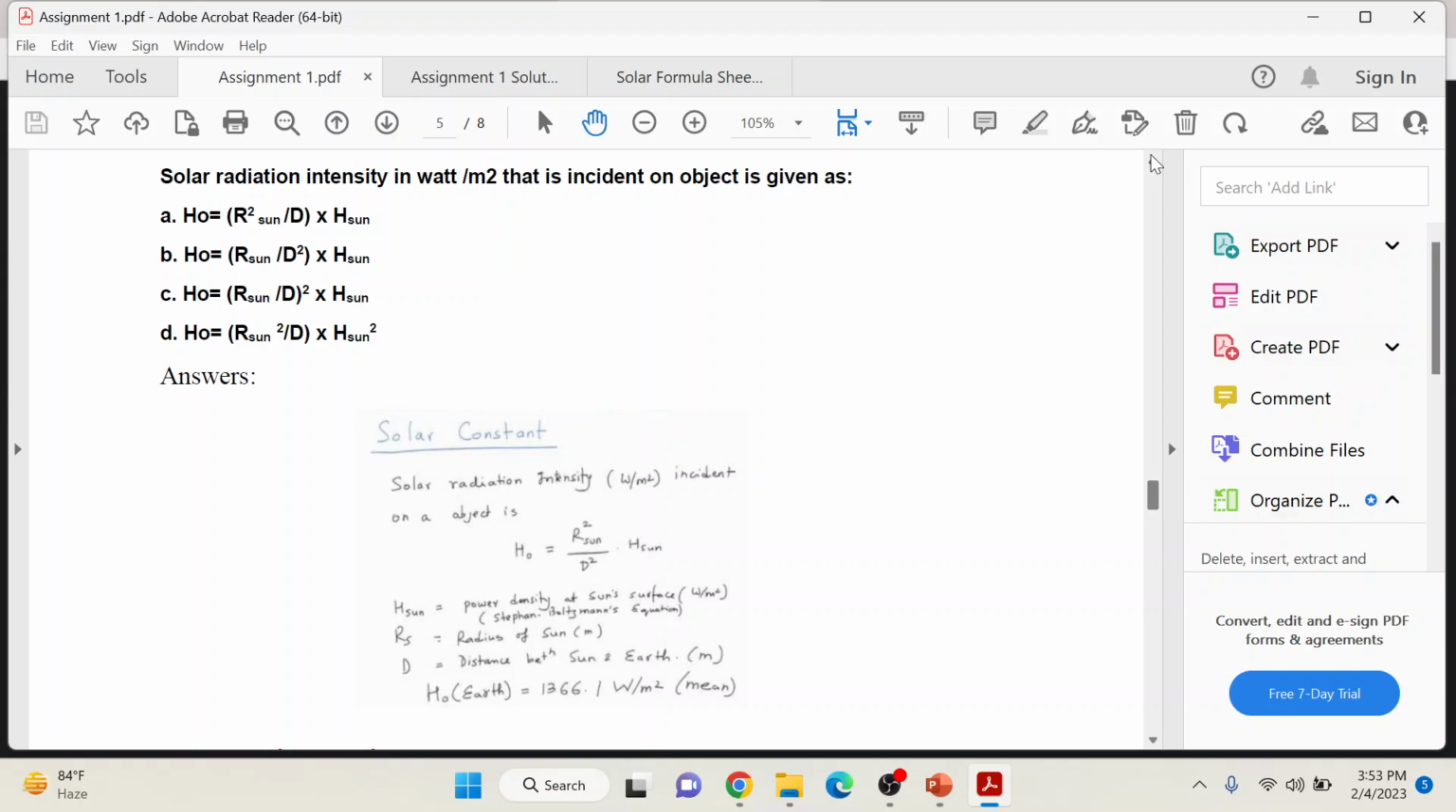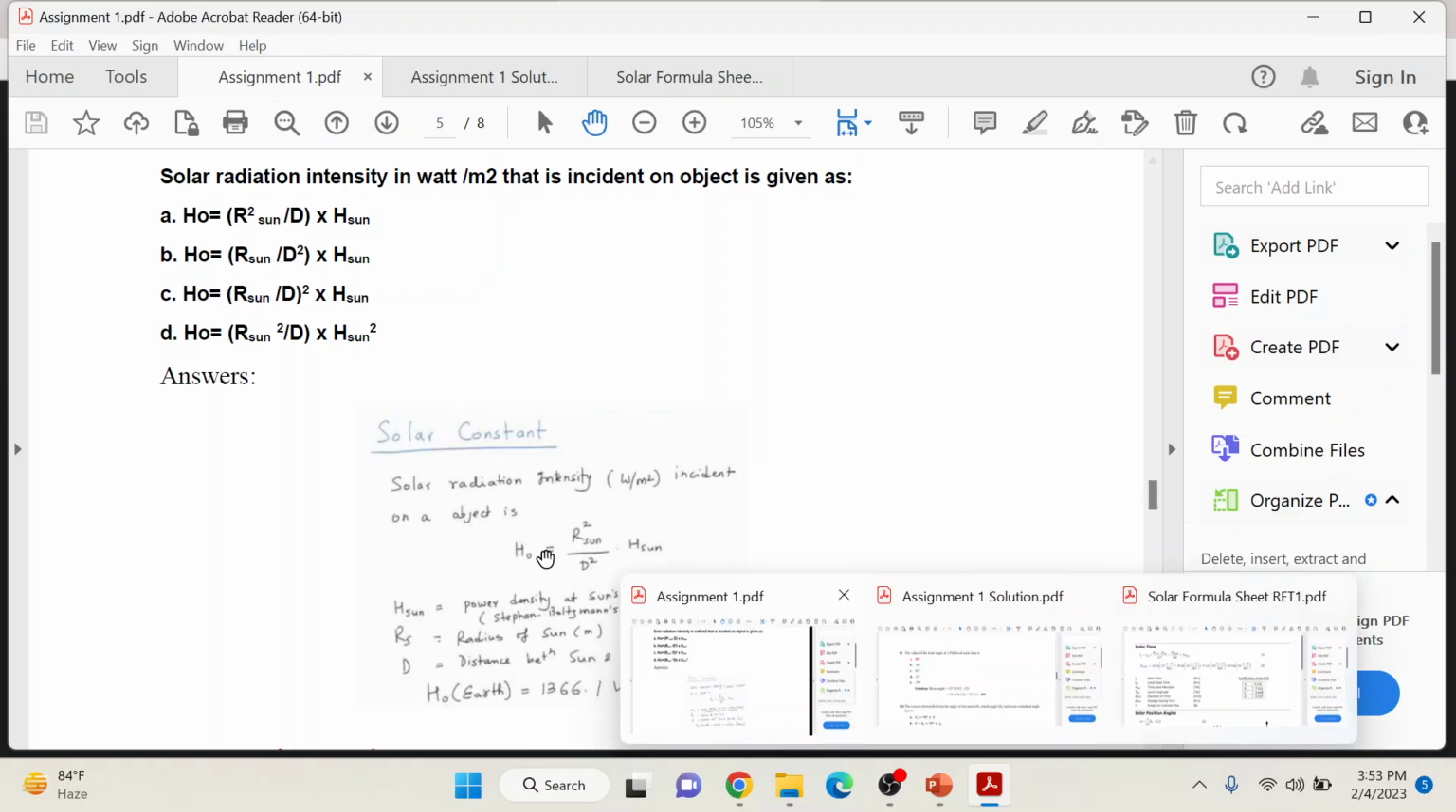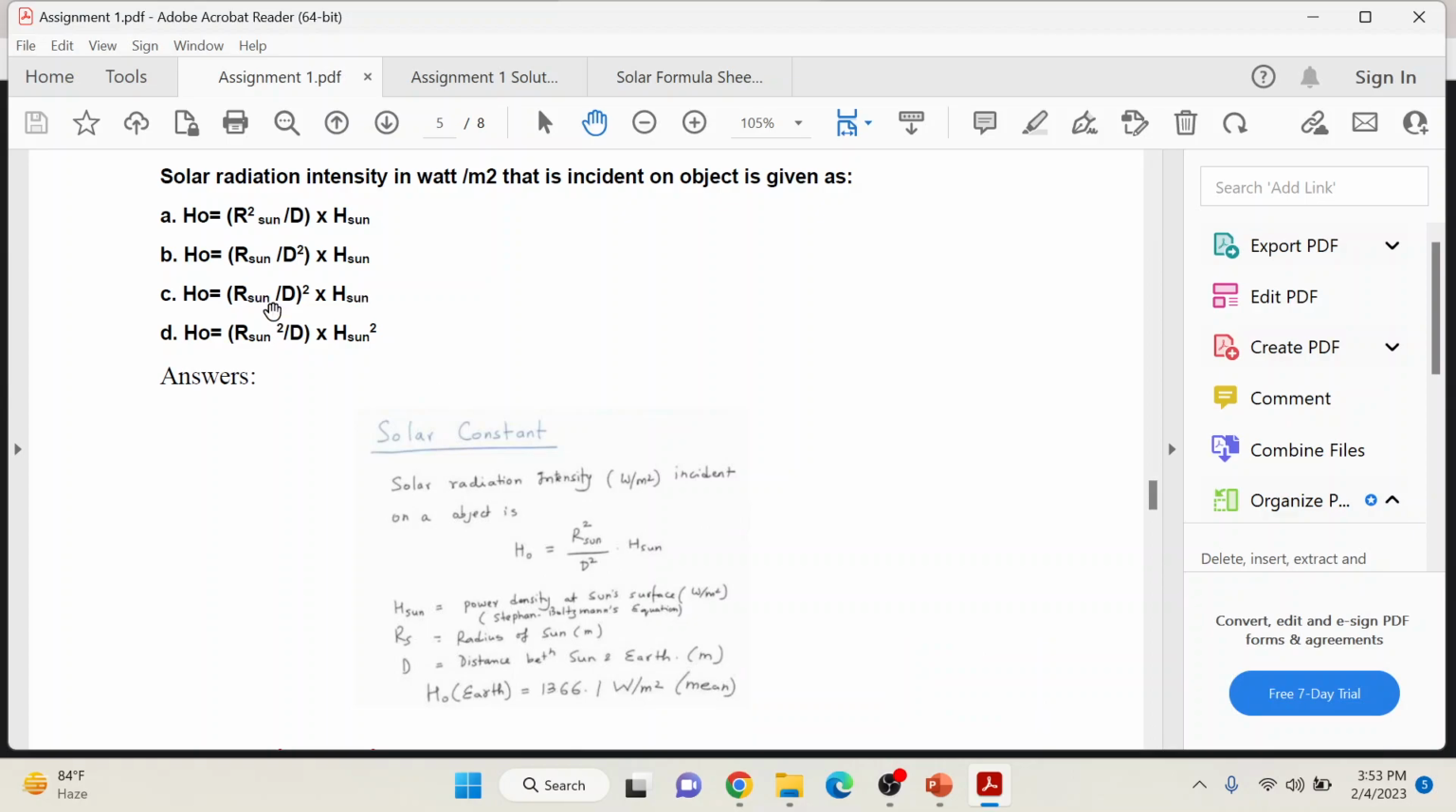So your answer is right. The answer is C, R Sun over D whole square cross S Sun. Because if you put this in the equation, it will become like this. Right? Right, Ashish? So the answer is C, right? I'm not wrong, I guess. Yeah. Okay.